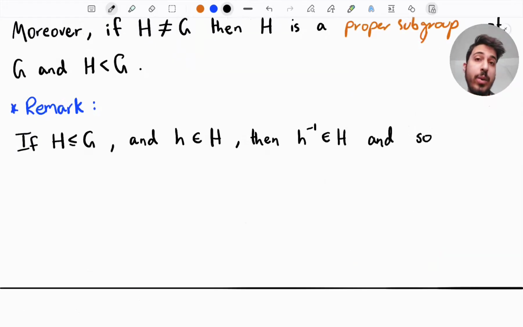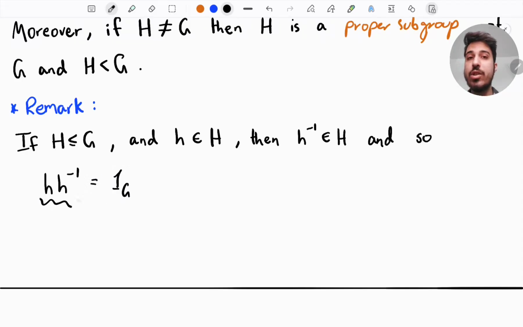Now that we have defined what a subgroup is, we are curious to see what is the identity element of that subgroup as a group. Well, it is not surprising to see that the identity element of H is the same as that of G. And let us prove it. If H is a subgroup of G and h is an element in H, then by one of the properties, we have that the inverse is also in H. So if we take h times h inverse, we would get the identity of G.